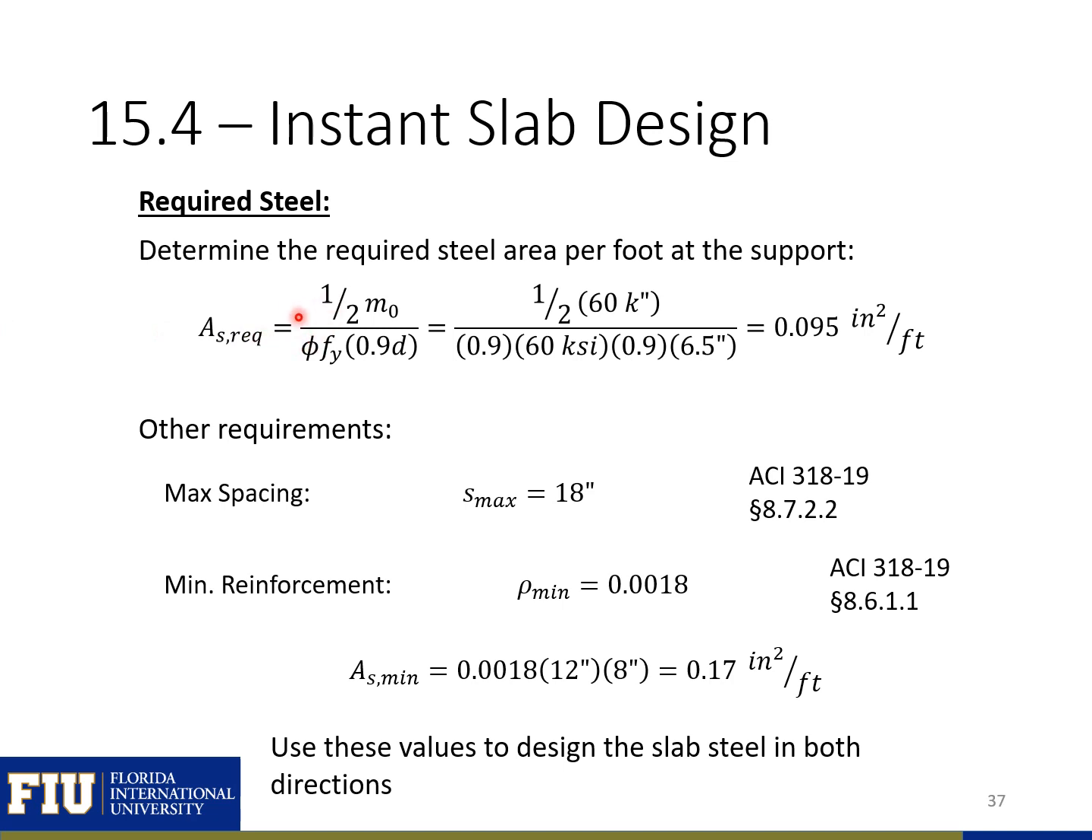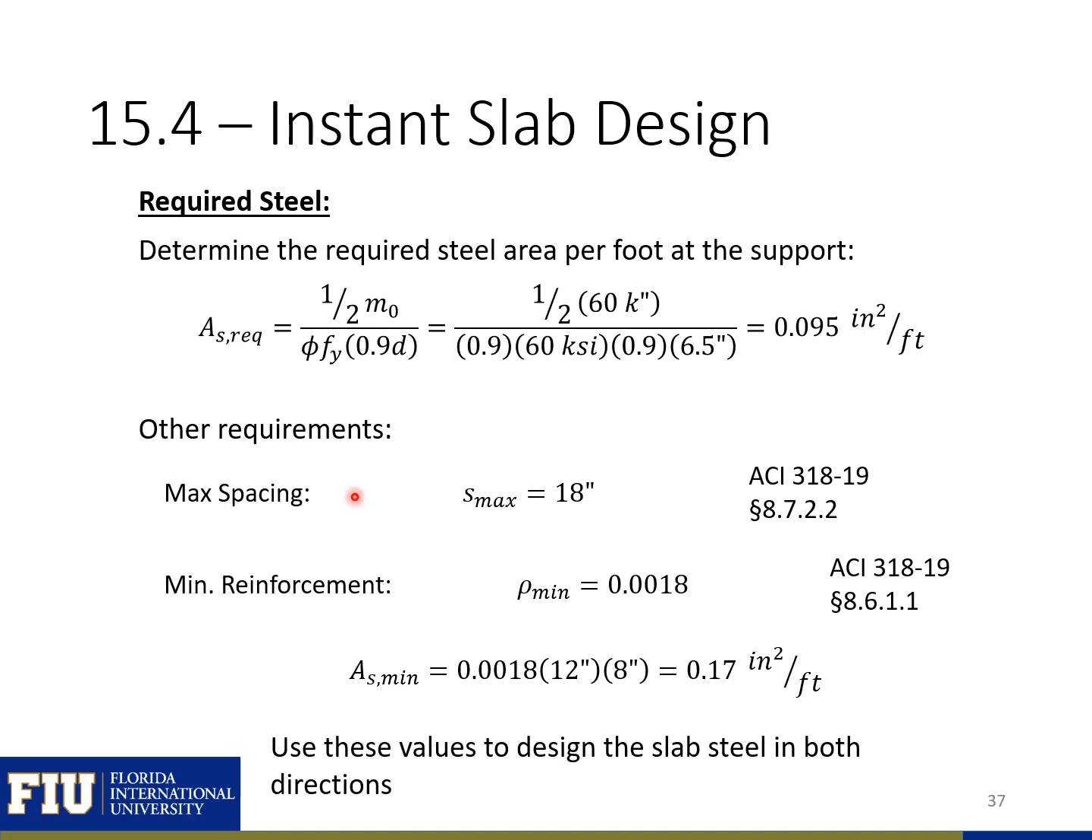Because of that assumption about half of our max positive moment, 0.5 M naught, and max negative moment, 0.5 M naught, our AS required is going to be 1/2 of our M naught. We can divide that by phi times Fy times an approximate lever arm 0.9 d to get an approximate value for our required area of steel, AS required. So here we can have an AS required of 0.095 square inches per foot.